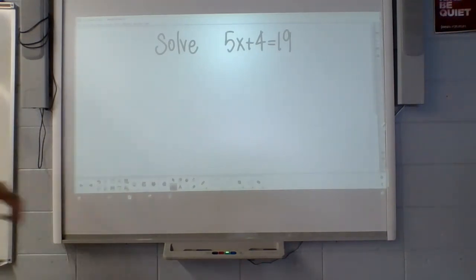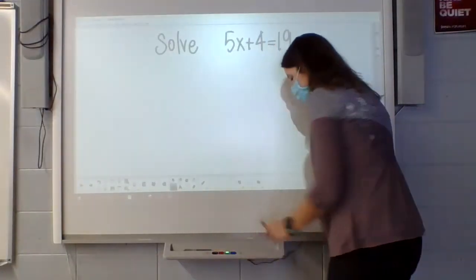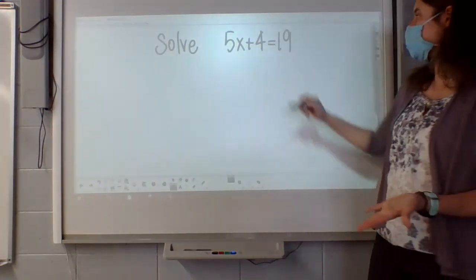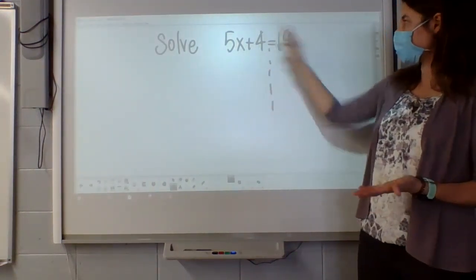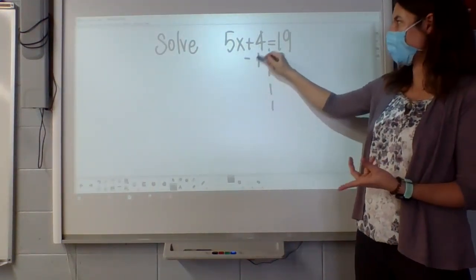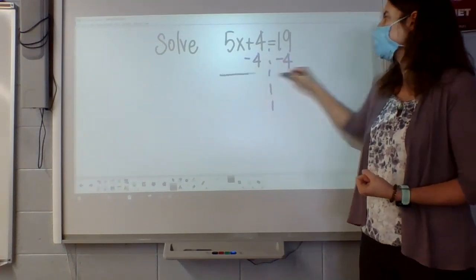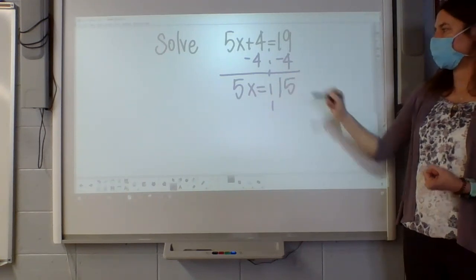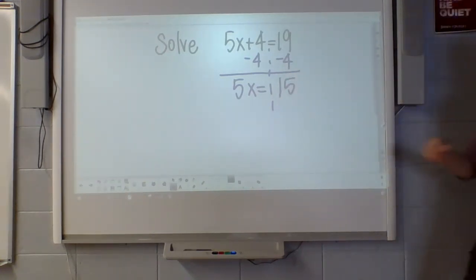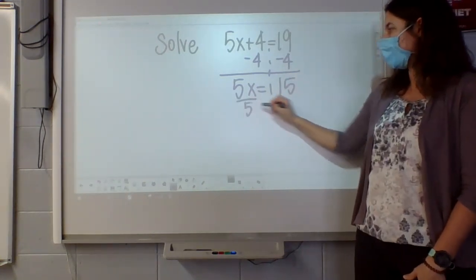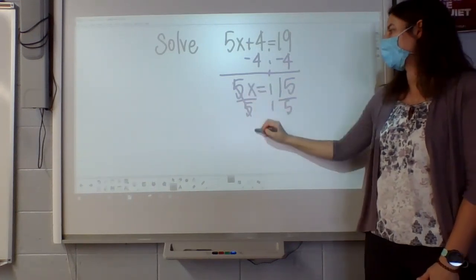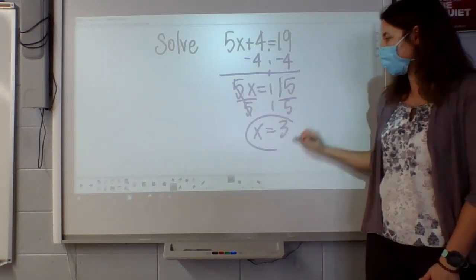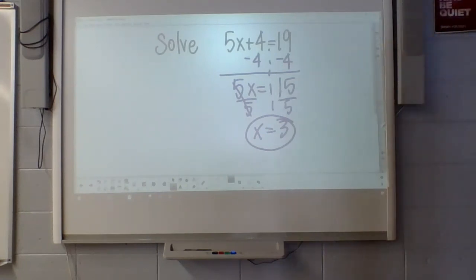All right, so in this case, remember we want to treat each side of the equation like a balance. So whatever I do to the one side, I have to do to the other. So I'm going to subtract 4. So I got 5x equals 19 minus 4, which is 15. And then once I have that, 5 times x, I want to divide by 5. So x ends up being 15 divided by 5, which is just 3.